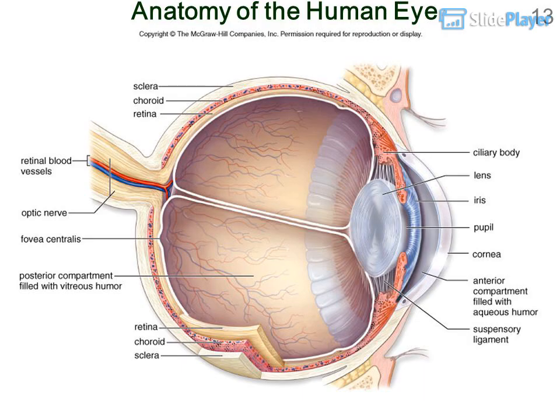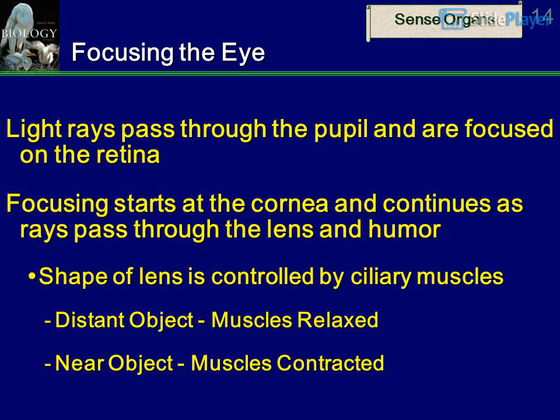Anatomy of the human eye. Focusing the eye. Light rays pass through the pupil and are focused on the retina. Focusing starts at the cornea and continues as rays pass through the lens and humors. The shape of the lens is controlled by ciliary muscles. For a distant object, the muscles are relaxed. For a near object, the muscles are contracted.